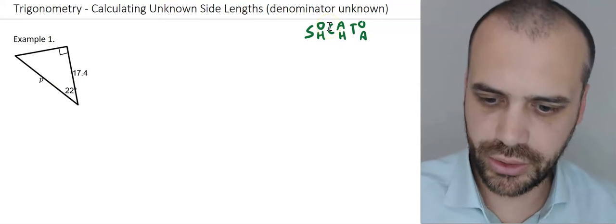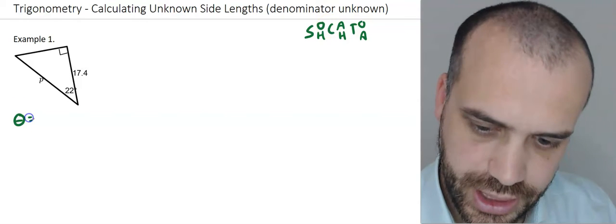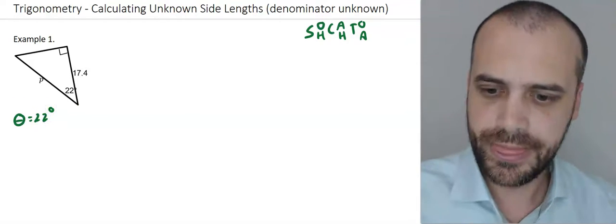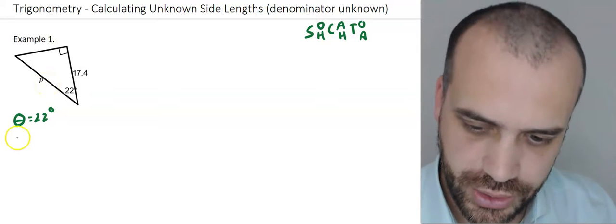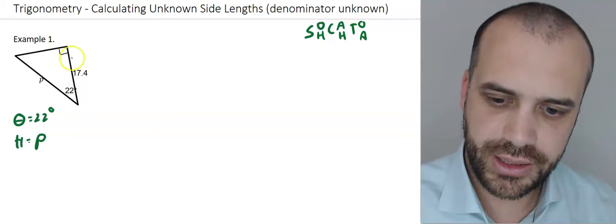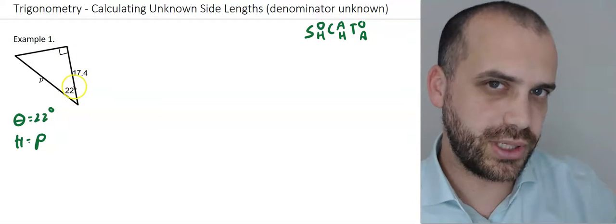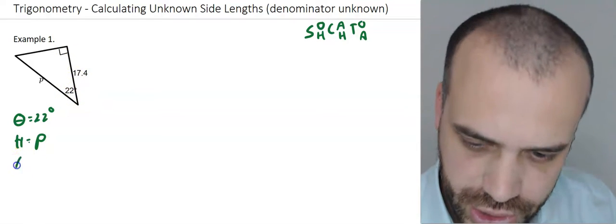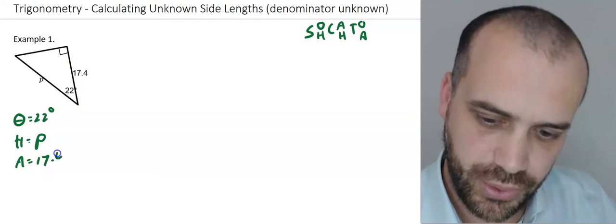Now let's take a look. We know this angle here, that's theta. So theta is equal to 22 degrees. This side is our hypotenuse, and that's the side we want to know. So the hypotenuse is equal to P. And then this side here is the adjacent side. It's next to the angle, but it's not the hypotenuse. So adjacent in this triangle is equal to 17.4.